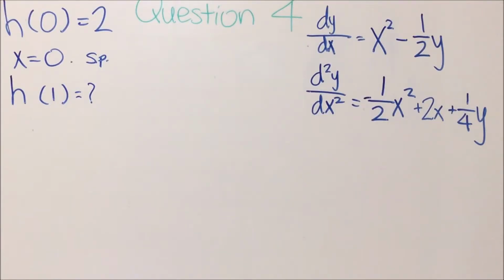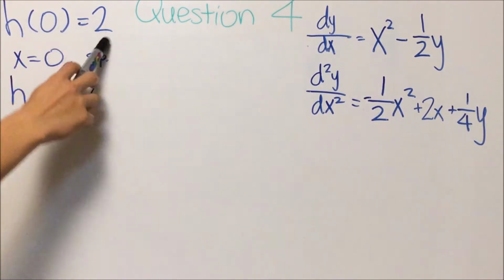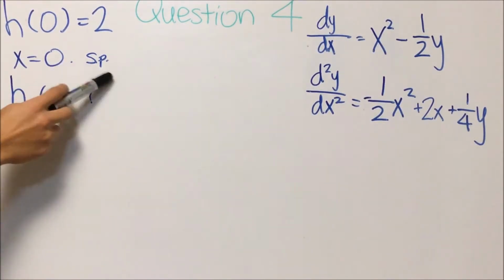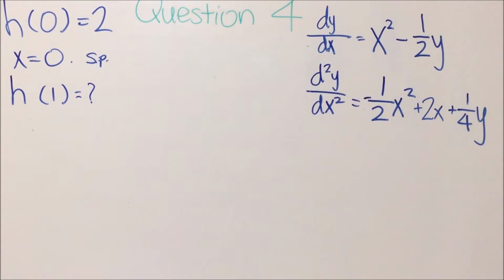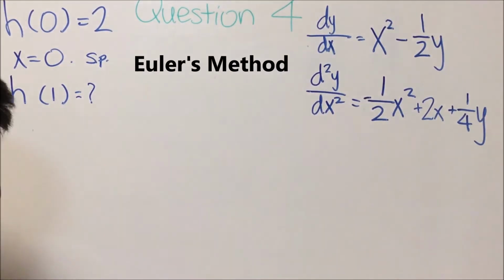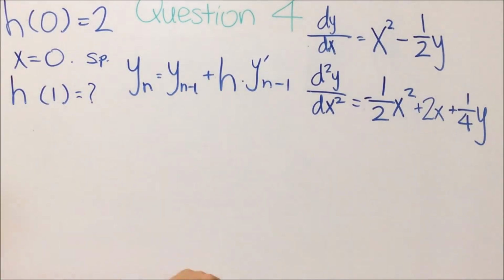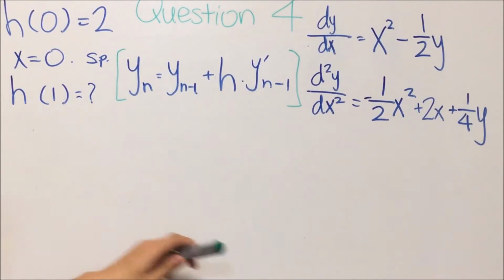Part D says, let y equal to h of x be the particular solution to the given differential equation with h of 0 equals 2. Use Euler's method starting at x equals 0, the starting point, with two steps of equal size, to approximate h of 1. So, before anything, let's start with what Euler's method is. As you can remember, this is the Euler's method, and based on this, we have to solve the problem.